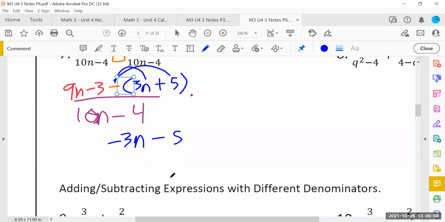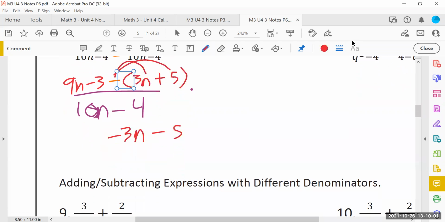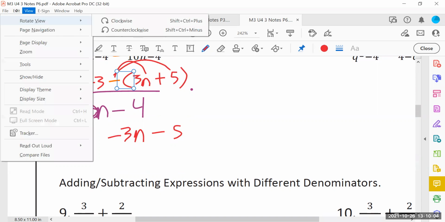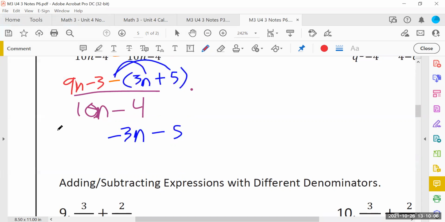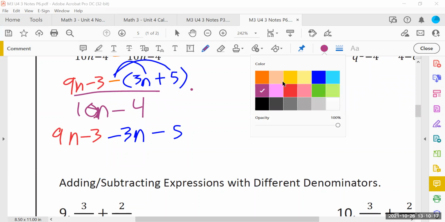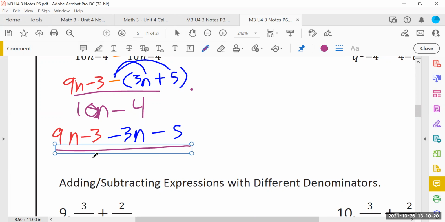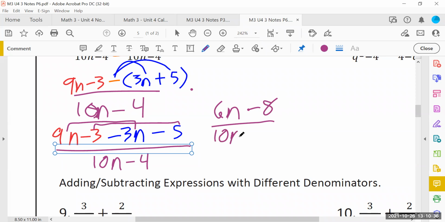So the top, the 9n minus 3 doesn't change. I can combine like terms. This is all still over 10n minus 4. So then I'm going to do 9n minus 3n, which would be 6n. -3 minus 5 would be -8 over 10n minus 4.